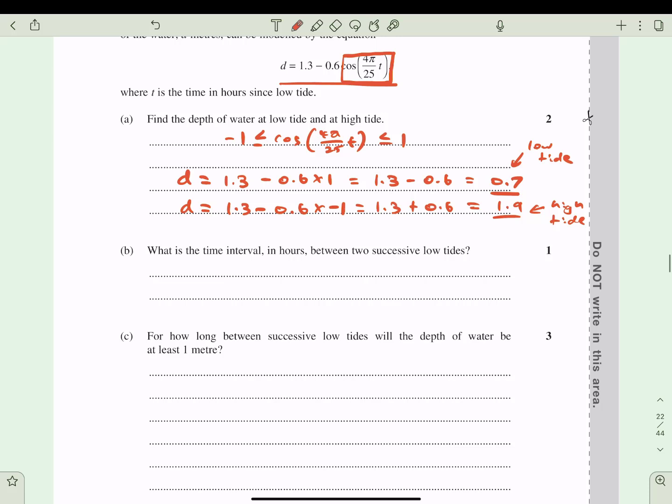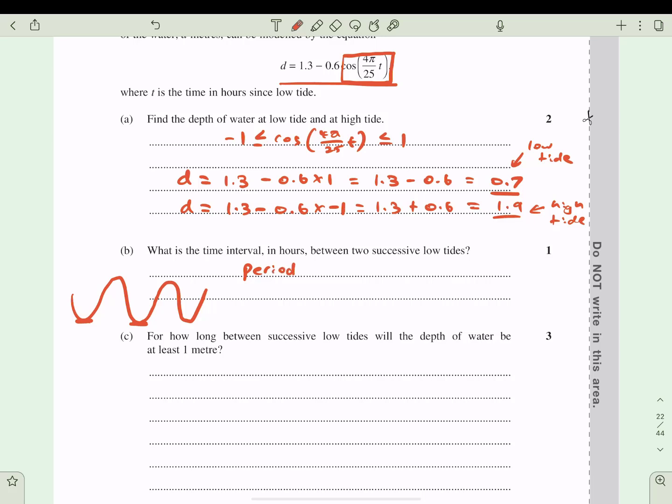Okay, part B. What is the time interval in hours between two successive low tides? Now, if we consider any cosine graph, we don't need to draw it properly. If we are asked for the time between these two points, so two successive low tides, that's the same thing as asking for the period.